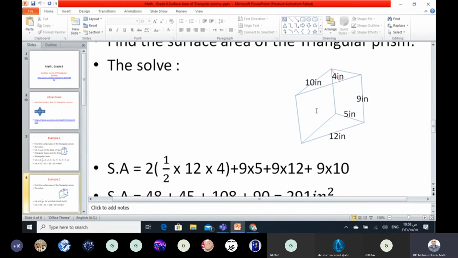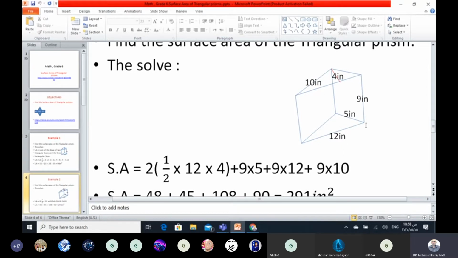Congruent triangles. As you see here in the triangle, the red line is the height. The height is 4 inches. And this is the base of the triangle. This side equals this side, here 12. So the first step, I will solve the area of the triangle. Then I will multiply the answer by 2 because I have two congruent triangles.